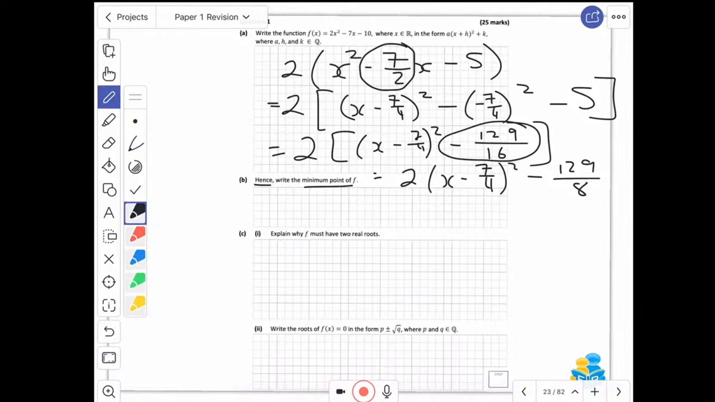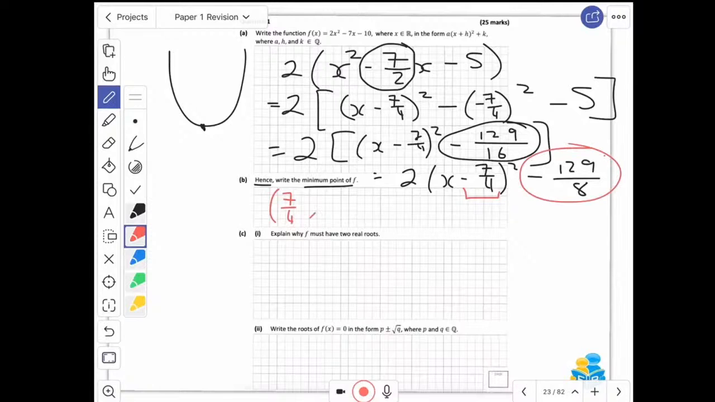So because, again, this is a positive quadratic, the minimum point is obviously your turning point down here. So we know now from what we've just learned a few minutes ago that to get the turning point, we take this and we change the sign. So it's going to become 7 over 4. And we just take this as it is. So it's going to be minus 129 over 8.